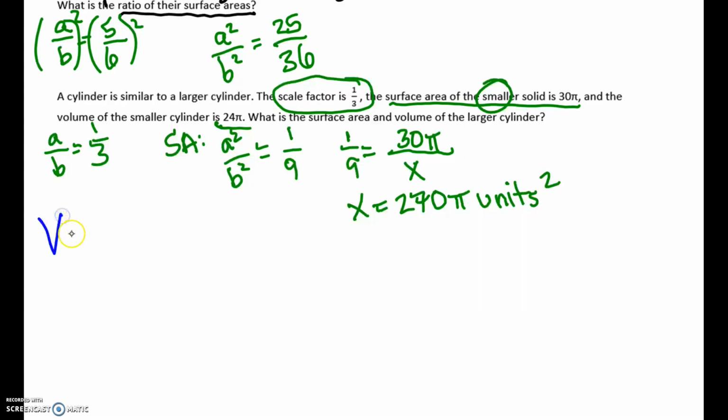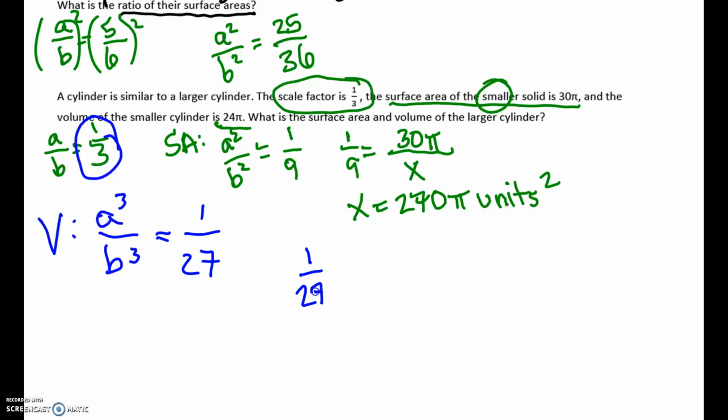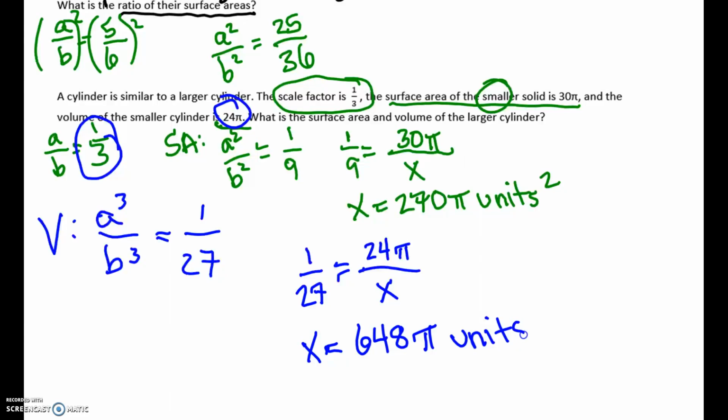Okay, now let's look at volume. Well, volume is always in a ratio of a cubed over b cubed. So that means I cube this fraction here, I cube my original scale factor, and I get 1 over 27. So I'm going to set up my ratio. 1 over 27 must equal, they tell me that the volume of the smaller cylinder is 24 pi. So I put 24 pi in my numerator over x in my denominator. And I'm going to cross multiply. I get that x equals 24 times 27 is 648 pi. It's going to be units cubed.